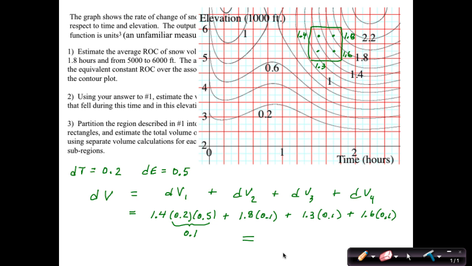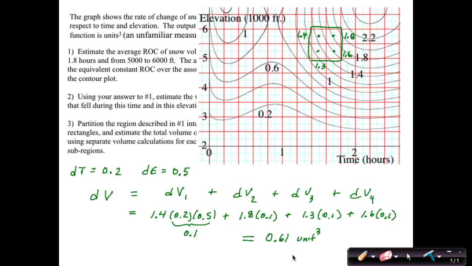And what do we get for that? What is it? 0.61. And what is this number telling us again? 0.61 is what? Change in volume due to time going from 1.4 to 1.8 hours, and then that whole range of the mountain, 5,000 to 6,000 feet. And what was it before? 0.6? Okay.